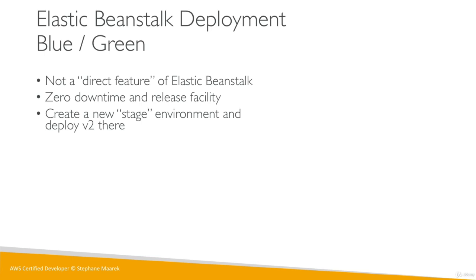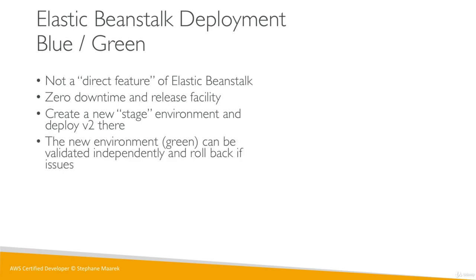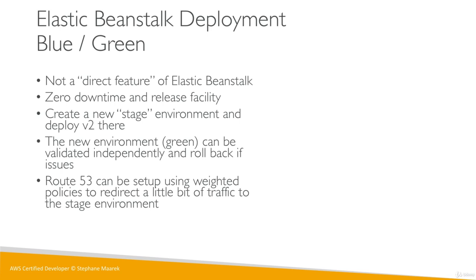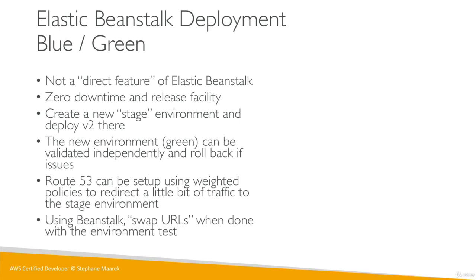So before, all the deployment strategies were within the same environment. Here we create a new environment. And so the new environment, stage or green, can be validated independently in our own time and then rolled back if issues. And then we can use something like Route 53, for example, to control the traffic going into the 2 directions. So we can set up weighted policies and redirect a little bit of traffic to the stage environment so we can test everything. And then when we're happy, using the Elastic Beanstalk console, you can swap URLs when done with the test environments.